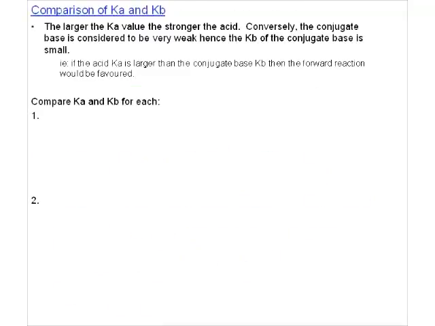Okay, comparisons of Kas and Kbs. Now, what they're going to do here is play around with some numbers for you guys on the exam. So what we're saying is, the larger the Ka value, the stronger the acid. And that should make sense because the larger the Ka, the closer we are to the top.